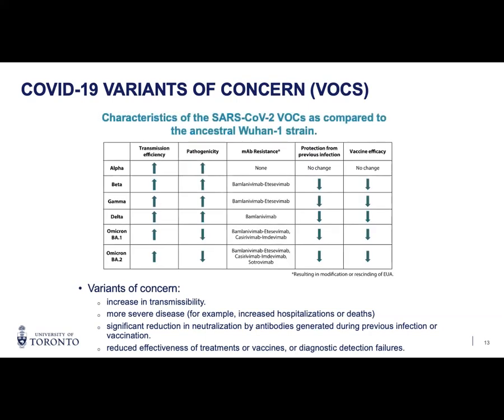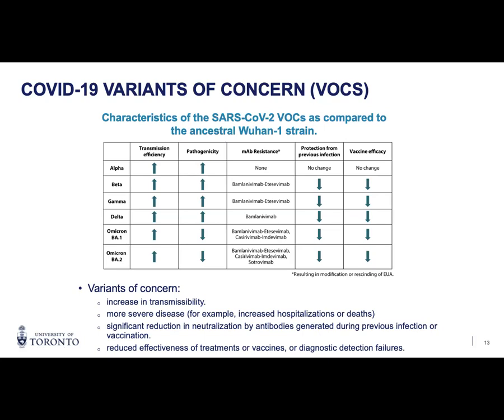Greek letters are assigned to variants of concern, and we have variants of concern designated as alpha, beta, gamma, delta, Omicron BA.1, and its subvariant Omicron BA.2. I'll go more in detail about these subcategories of variants in the next slide.